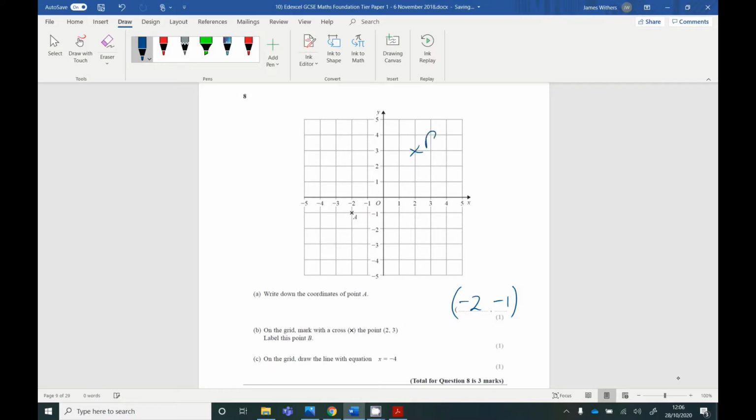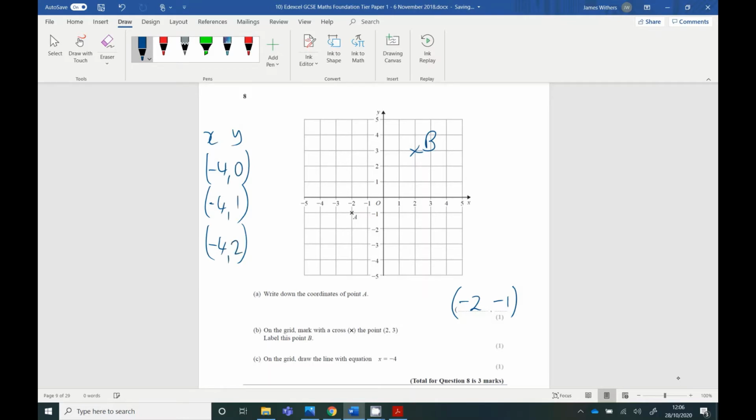So that's point B. Now be careful with part C. The temptation is to draw a line parallel to the x-axis along -4. But what x equals -4 means is that all the x coordinates are -4. All the x coordinates are -4. So let's sample a few. We can make up our own y coordinates. How about 0, 1 and 2?